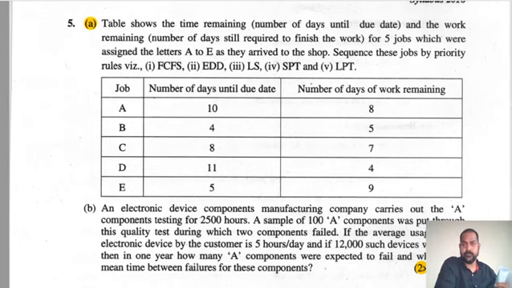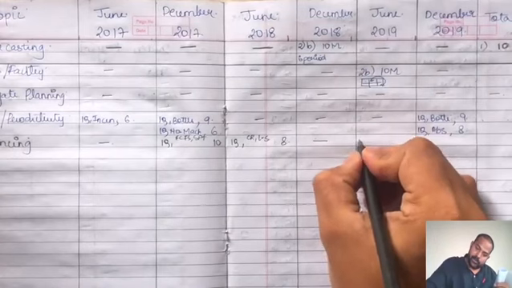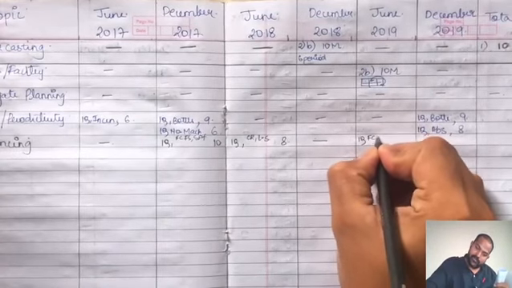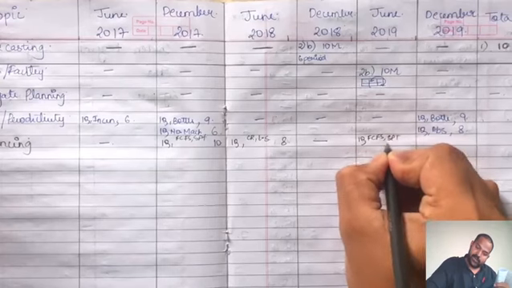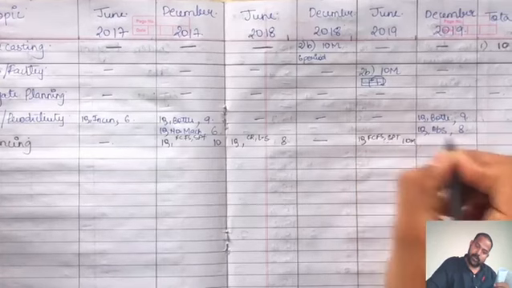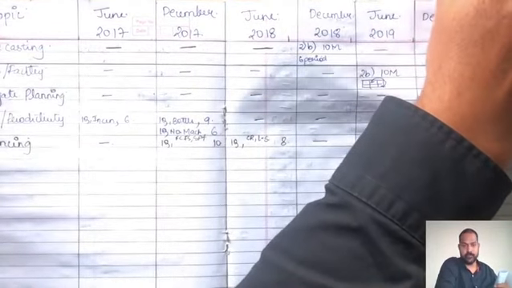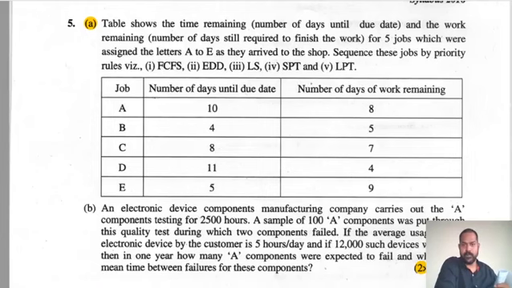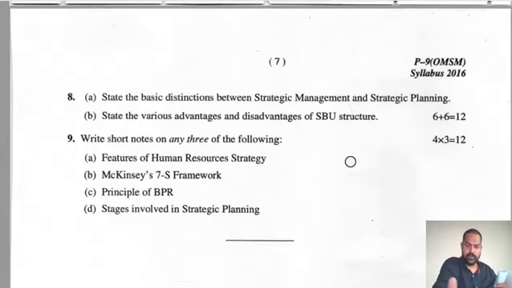So, let me make a note of that. In this question paper, which is the June 19 paper, one question, again, FCFS, SPT and all of that for 10 marks. Let's come to the last question paper now, which is the December 19 question paper.